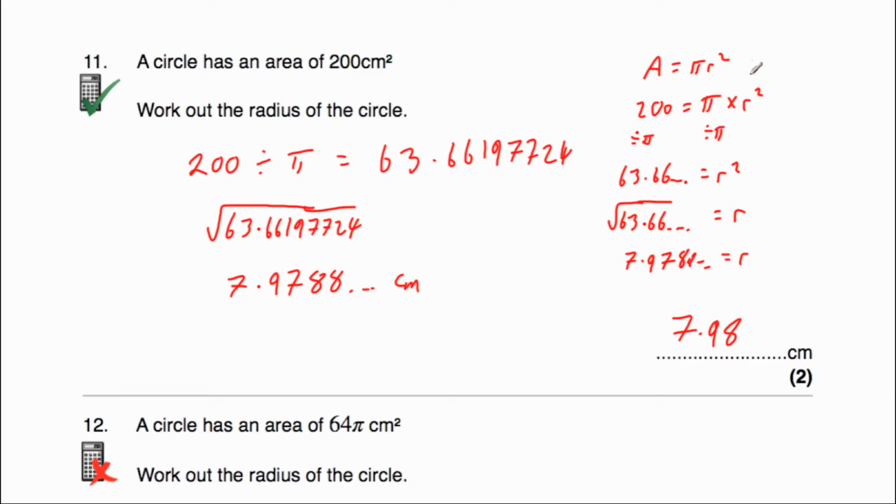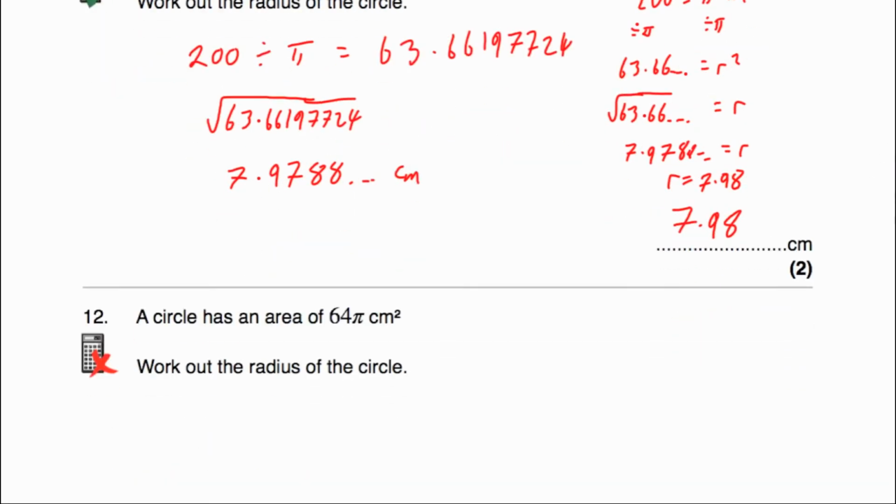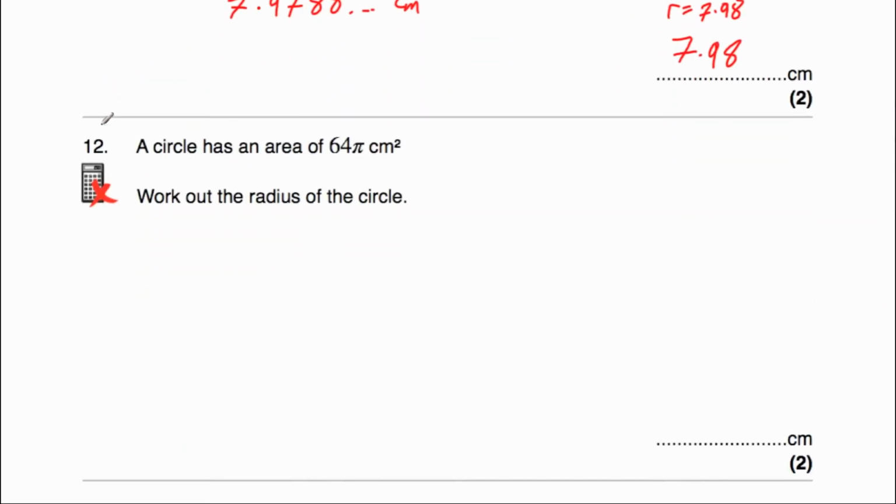So you could treat it like an equation and just solve it, and then you could just flip it around and write r equals 7.98. That's it. Okay, let's have a look at our next question. So let's have a look at question number 12. Question number 12 says, a circle has an area of 64 pi centimeters squared. Work out the radius of the circle.